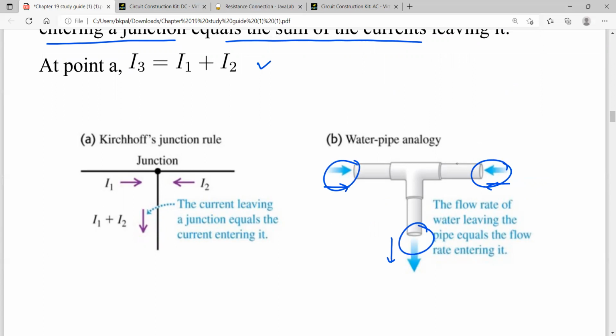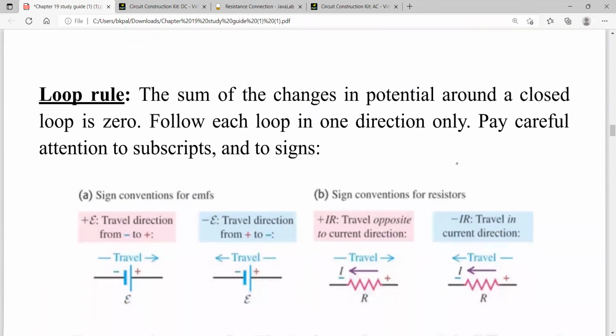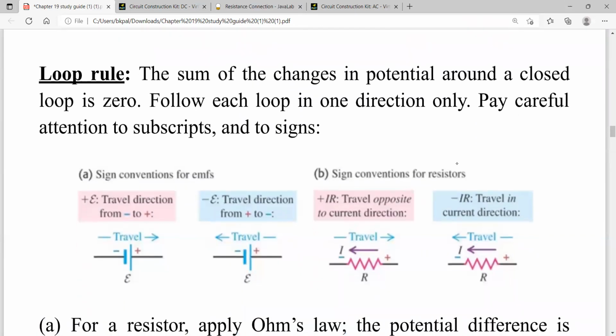So the next one is the loop rule. The loop rule tells us that the sum of the changes in potential, or the potential drops, around a closed loop is equal to 0.